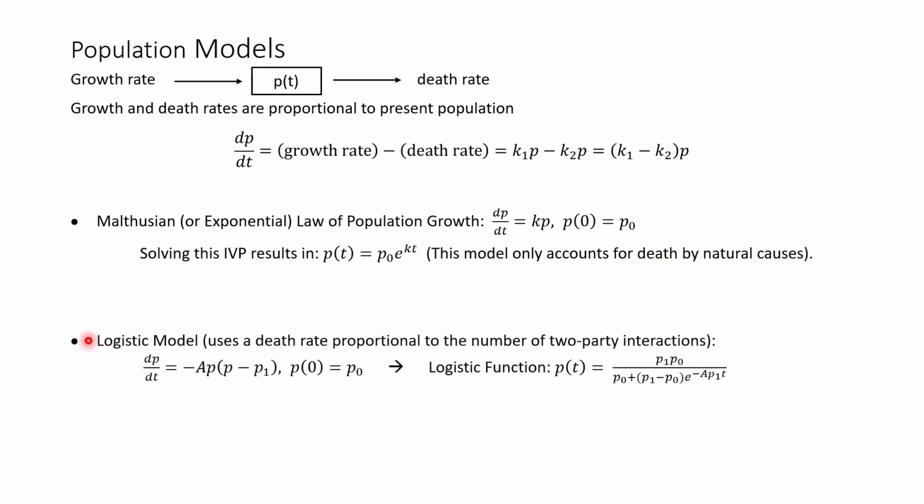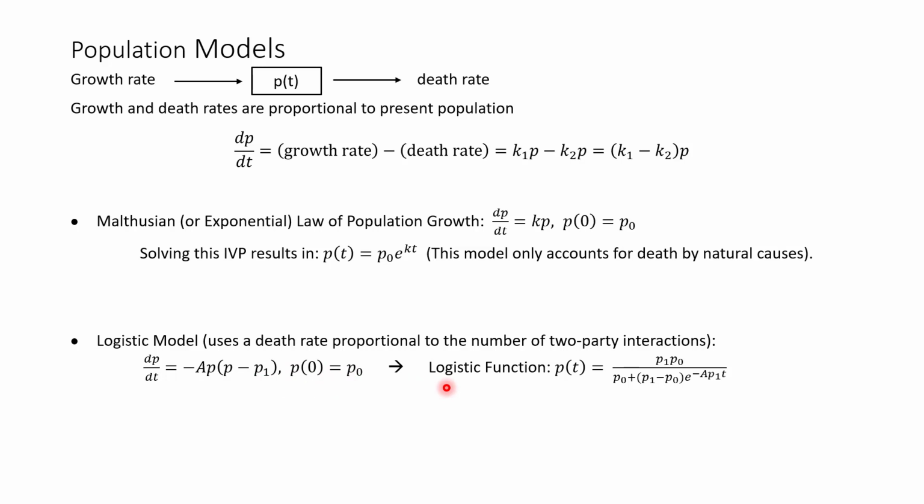And so there's another model, and we'll look at an example of each one of these. It's called the logistic model, and it uses a death rate proportional to the number of two-party interactions. So we're not going to get into all the details here about what all this means. I do just want to show it to you. And so we have our rate of change of our population over time equals negative a times P, which is our population, times quantity P minus P sub 1, where P sub 1 is some other population value we know at a specific time, and then our initial condition.